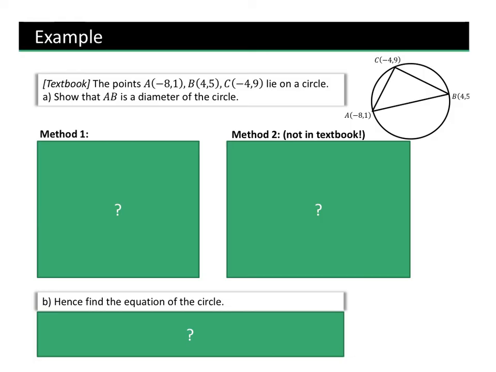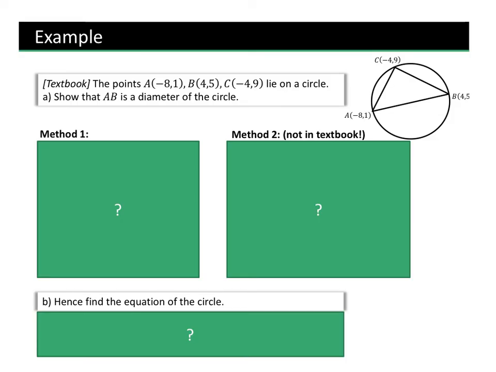Okay, so here is an example. If you feel confident to do this, go ahead and do this on your own. If you would like to have a look at the two different methods, then please follow my lead. So the points A, B and C lie on a circle. Show that AB is the diameter of the circle. Now there's two different ways we can do this. If we have to show that AB is the diameter of the circle, we need to prove, okay, now this is where this is going to help us out with proof as well.